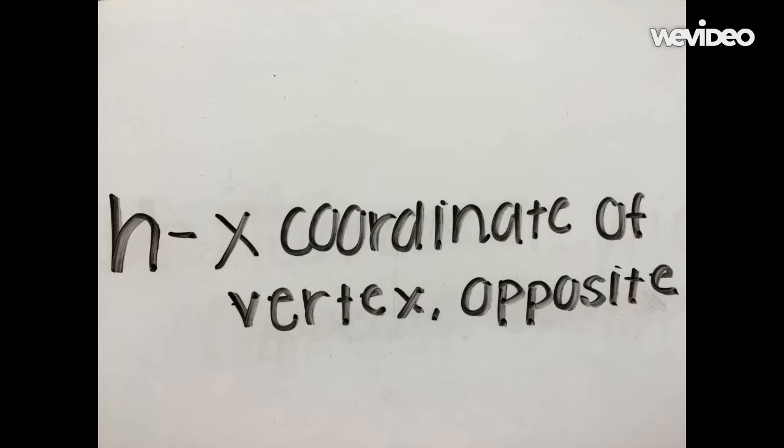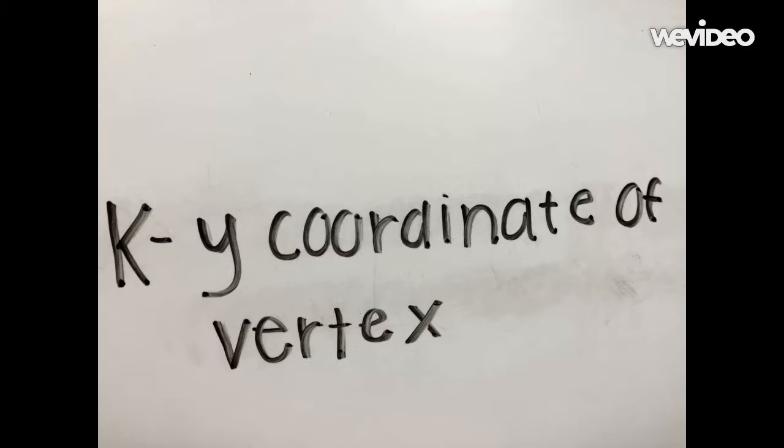H and K are the x and y coordinates of the vertex. H is always opposite of the real number. If the number is positive, then the x-coordinate would be negative. And the same thing for if the number is negative, then the x-coordinate will be positive. K is the y-coordinate of the vertex. You graph this point just the way you see it.